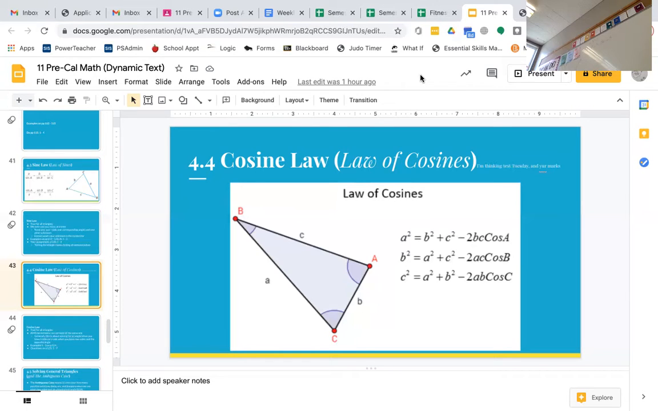Does that say 2BC cos? Yeah, this is a squared equals b squared plus c squared minus 2bc cos of capital A.